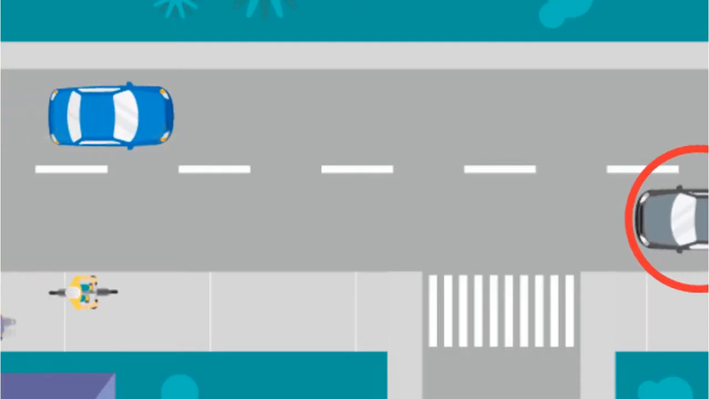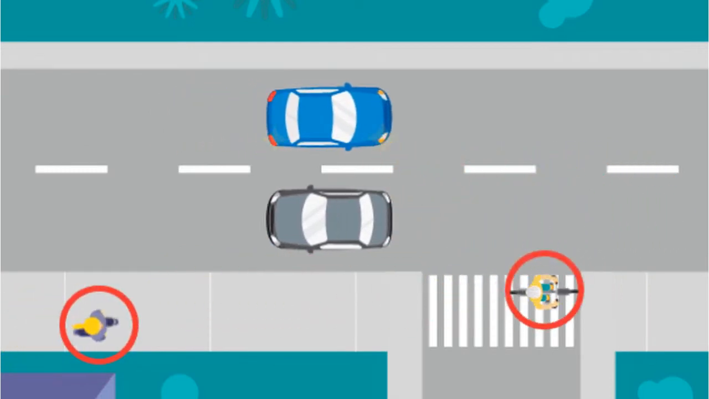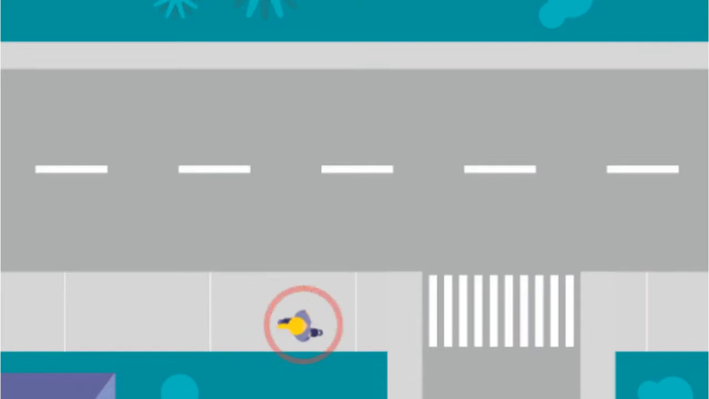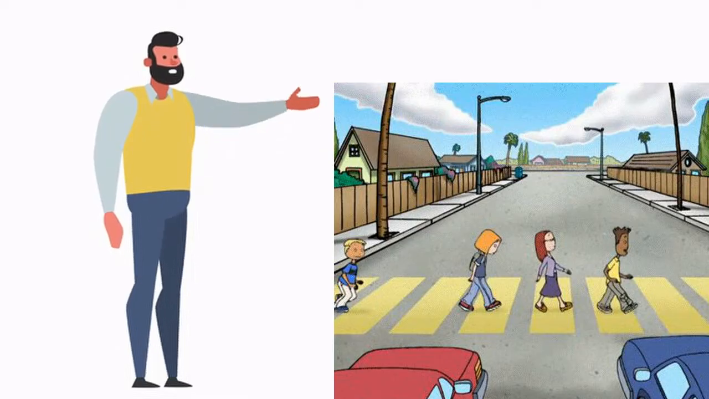Also, when you stop at an intersection, you should look for pedestrians before moving off. When you turn right as well, you should look if any pedestrian is crossing the road before moving off.